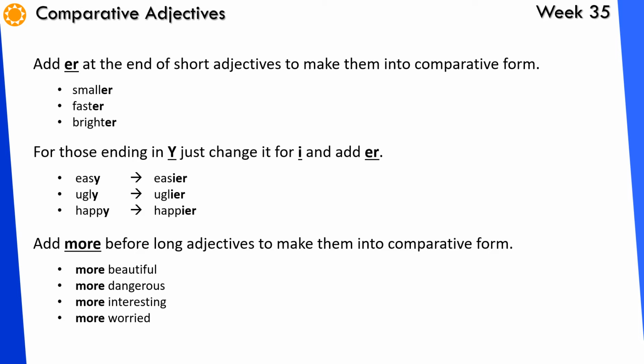Add er at the end of short adjectives to make them into comparative form: smaller, faster, brighter. For those ending in Y, just change it for I and then add er. Easy turns into easier. Ugly, uglier. Happy, happier. Add the word more before long adjectives to make them into comparative form: more beautiful, more dangerous, more interesting, more worried.